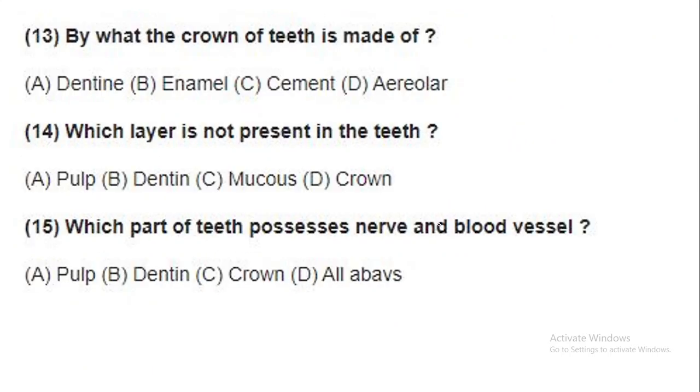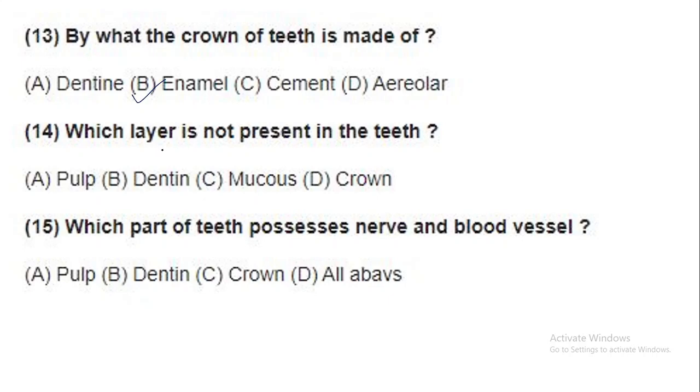What is the crown of the tooth made up of? Right? Enamel forms the crown of the tooth, the visible portion. Dentine is present beneath the enamel. Okay, the hard portion which does not have any color. Cementum is present beneath that. Okay, yeah. Areolar has no role in the structure of a tooth.